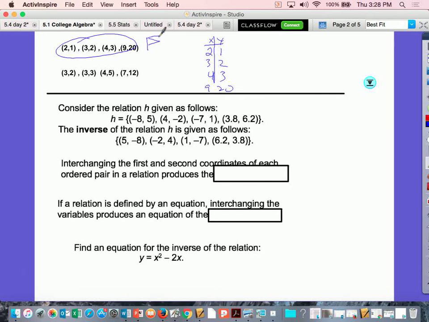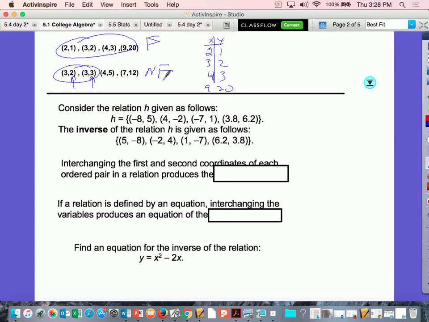Because each value of the domain is assigned exactly one member of the range. We're not assigning two different values of the range to this x value, or this x value, this x value, this x value. Are we here? Yes. We're assigning this value to the 3 and this value to the 3. So that is not a function. Okay?